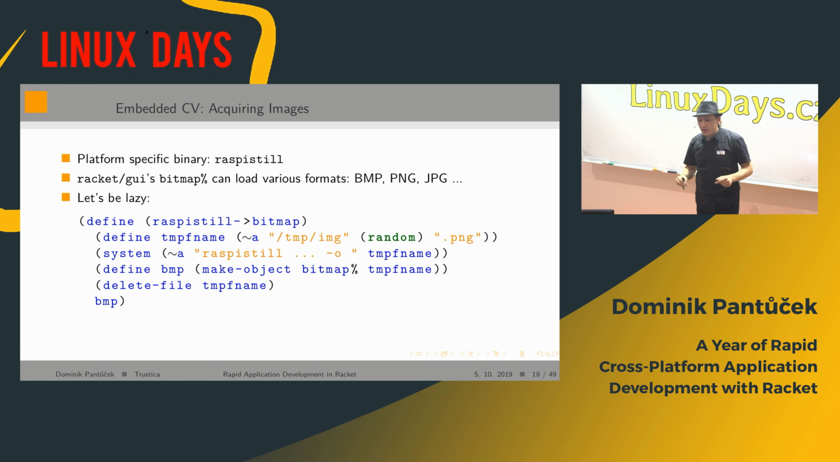And then we just create a new object. Make object is just a different name form for new, if you don't want to put the names there, if you just want to provide the arguments there, because as I mentioned, let's be lazy. And then you delete the temporary file and return that object. So although Racket doesn't have a functionality to use any camera, on Raspberry Pi it was rather simple to implement.